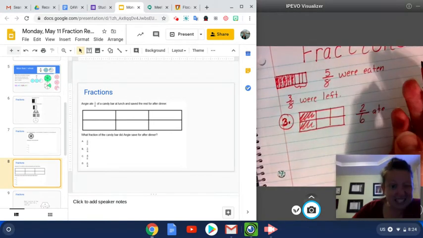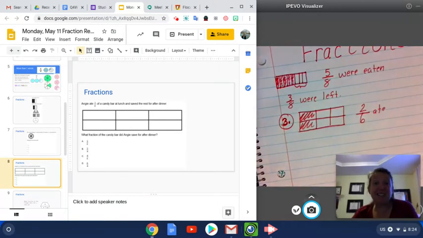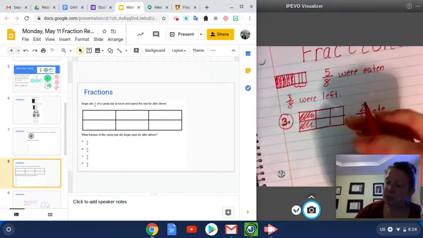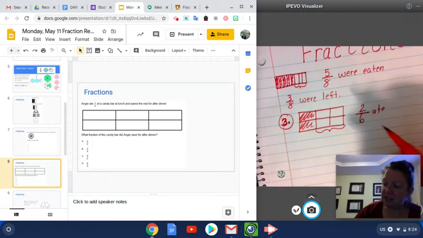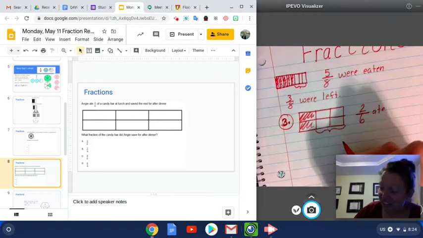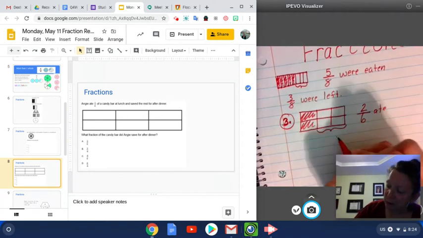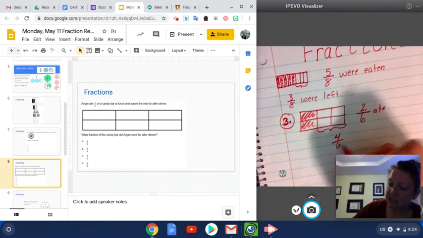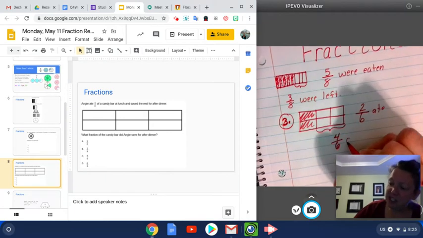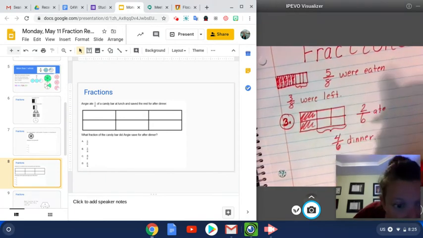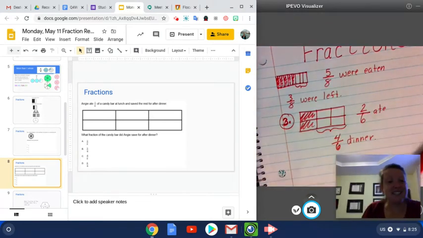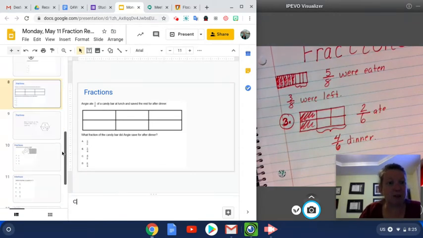Then it says, how much did she save for dinner? Because she's saving the rest of it for dinner. So how many pieces out of the 6 do I have left? Very good. I have 4 out of the 6 total that she's saving for dinner. Very good. Your answer is C, if you have not already found that out. Great job, boys and girls. All right, just a couple more to go through.